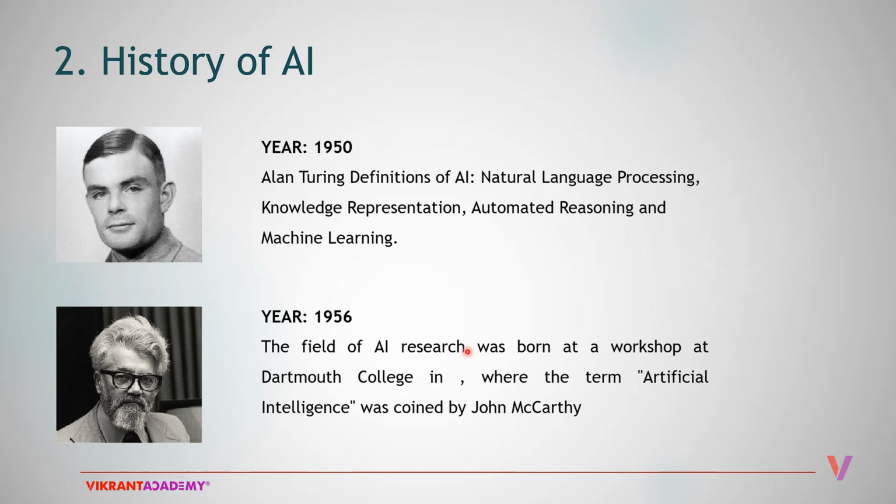Now, the history of AI. So AI is not a new concept. It has been around us for a while. It has been around since 1950 and it was first proposed by Alan Turing, and according to his definition, it has to have natural language processing abilities, knowledge representation, automated reasoning and machine learning, which means it could learn what we feed to AI systems or AI programs.